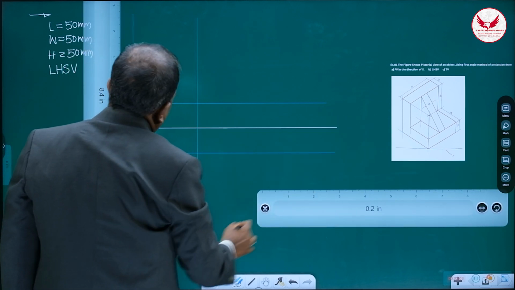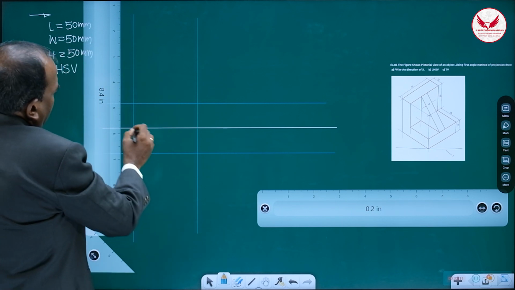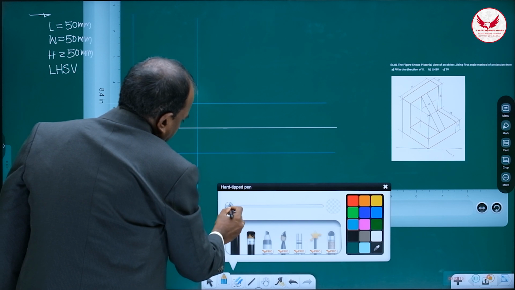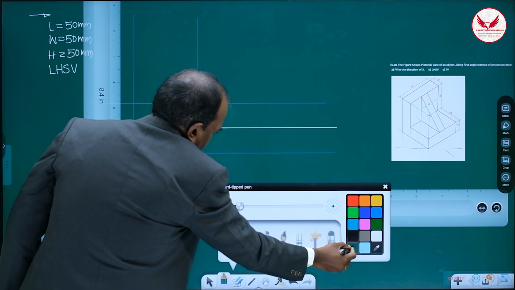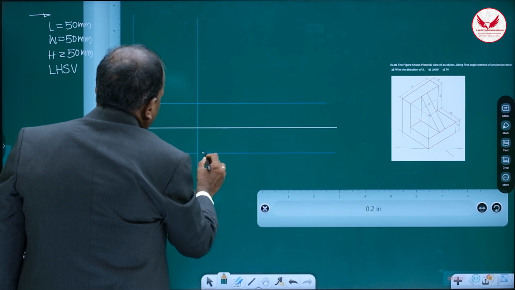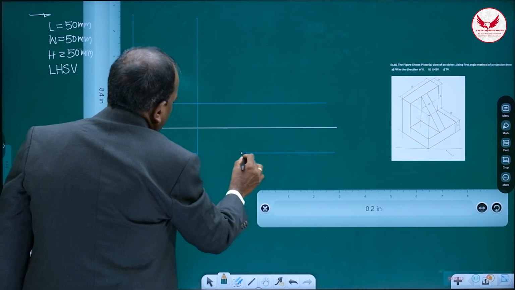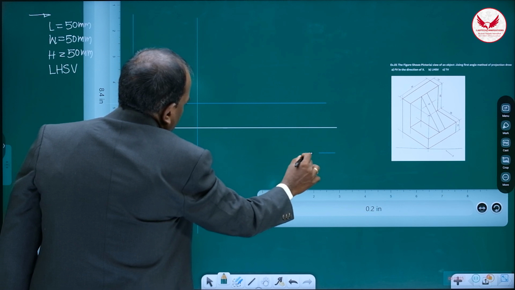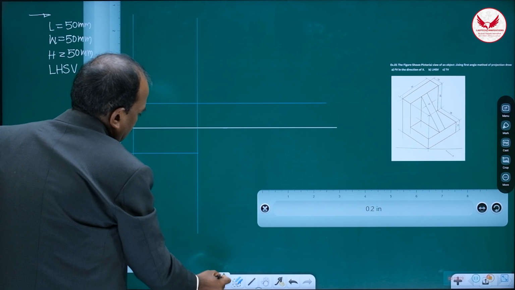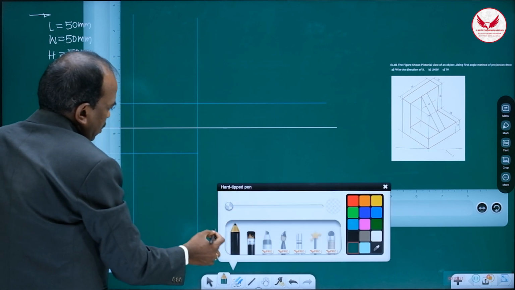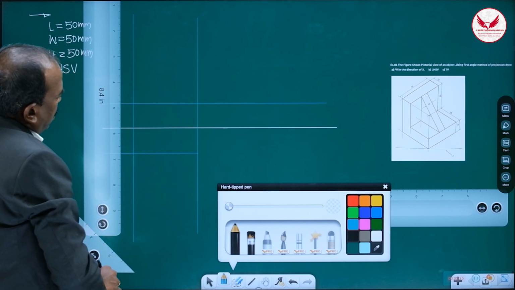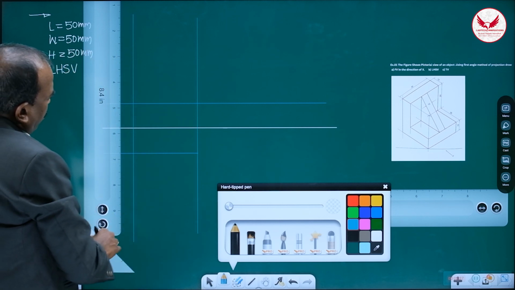And once you mark this second vertical line, please see this very carefully. This third line, after this second line, I'm completely removing. Then next is what? Either in the top view.